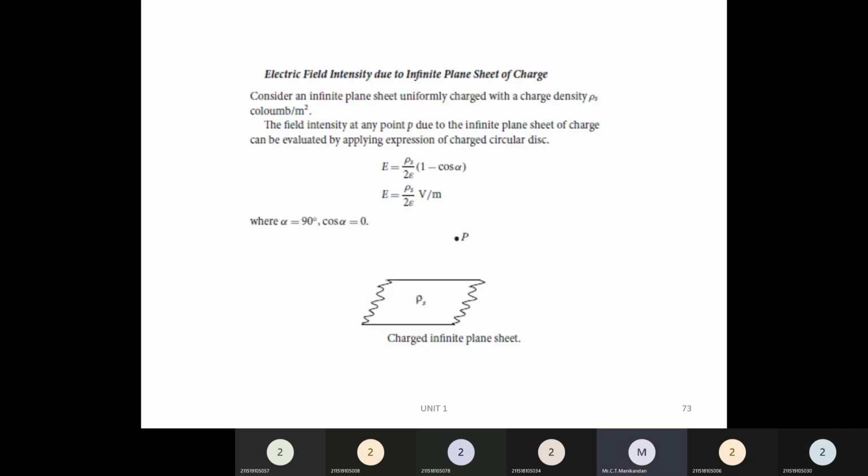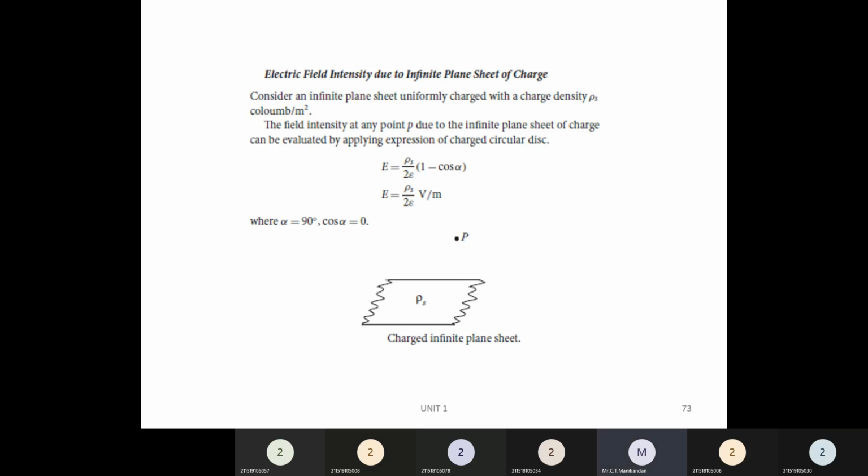The next one you can see is the infinite sheet of charge. For the infinite sheet of charge, what is the electric field intensity? So far we have seen two cases. One is the line charge, and the second is the surface charge. If the line has charge density rho L, what will be the electric field? That we found first. Second, if the circular disk has charge density rho S, what is the electric field at a nearby point?